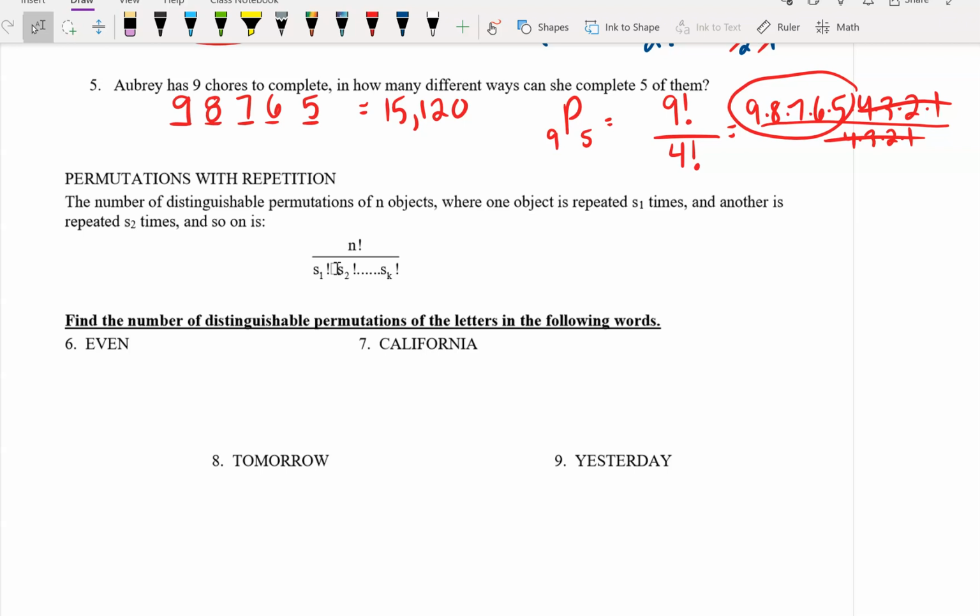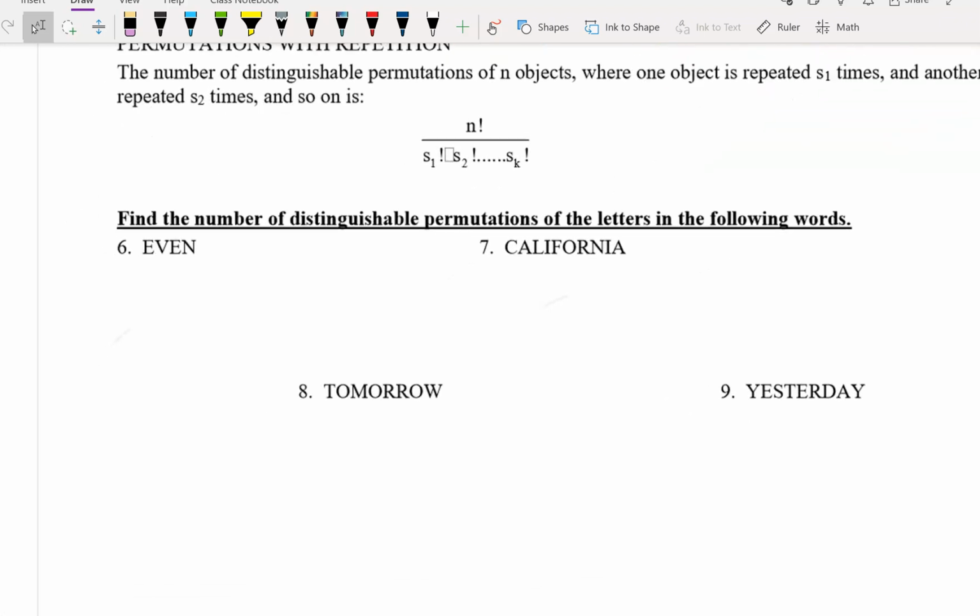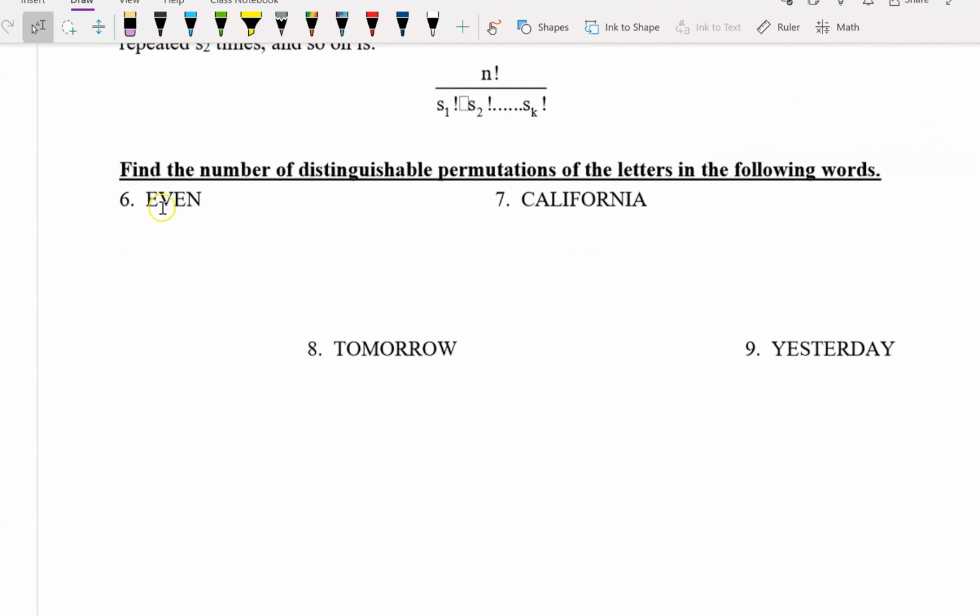So this sounds a little weird, but if you look here, we're trying to see how many times we can rearrange the letters in the word even. But the issue is we have two E's. So these are not distinguishable. We don't want to count those as two different options, because if we switch the E's, you can't even tell we switched them. So since there's 4 letters, we can't just call it 4 factorial, because some of the letters are repeated.